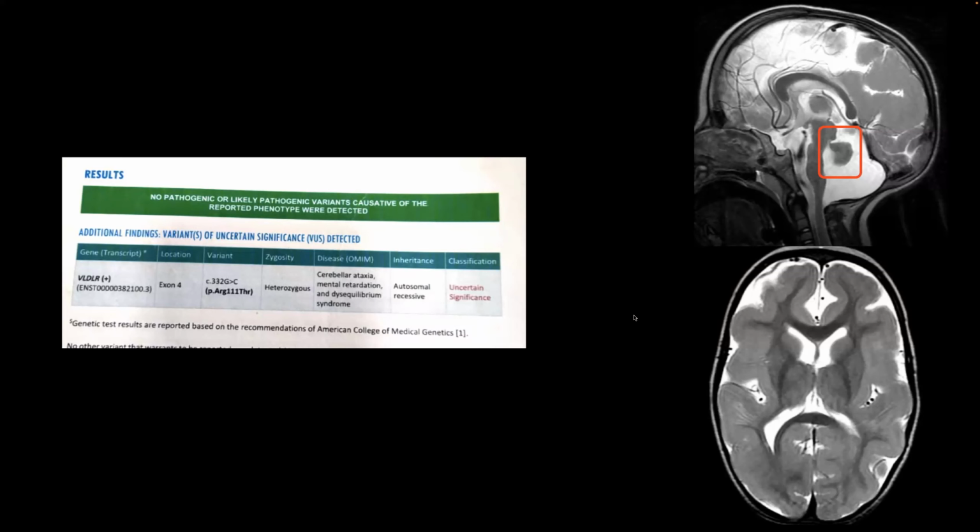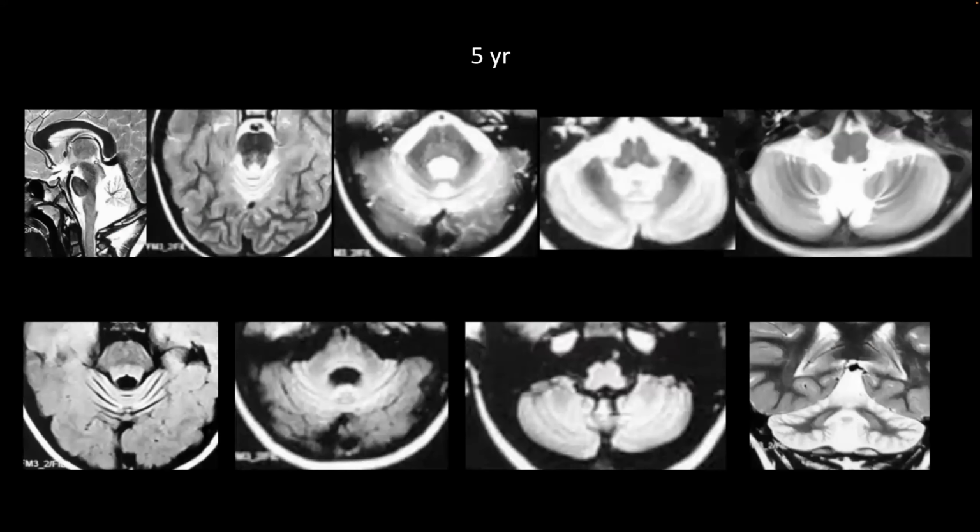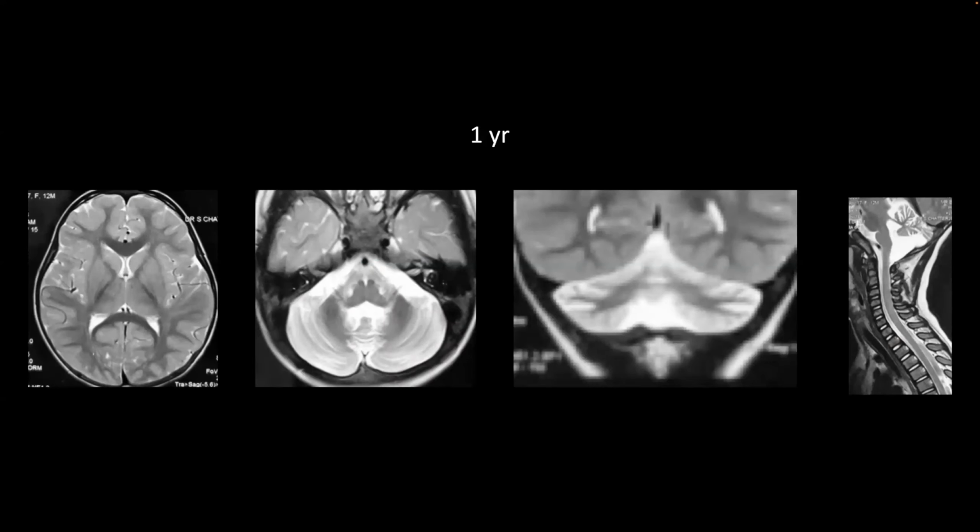So this probably was just one hit which happened at 1 year, and since the child is now stable, we should consider this as an acquired cause of the cerebellar atrophy. Very likely.